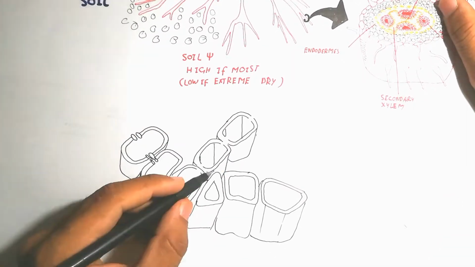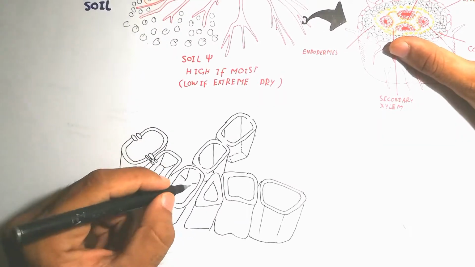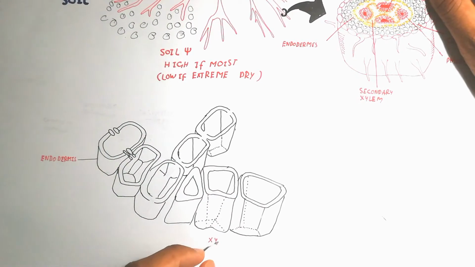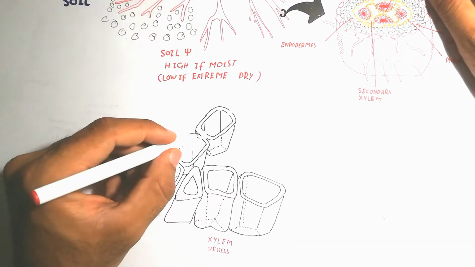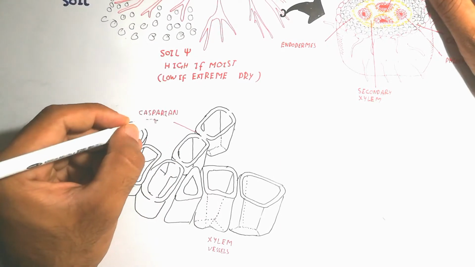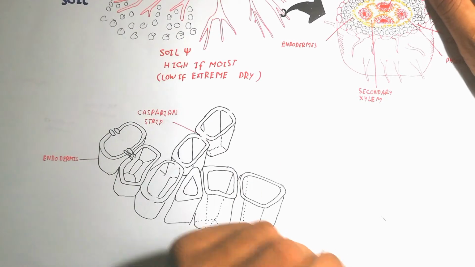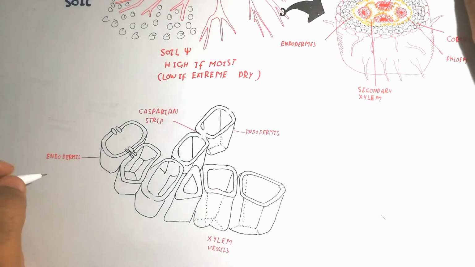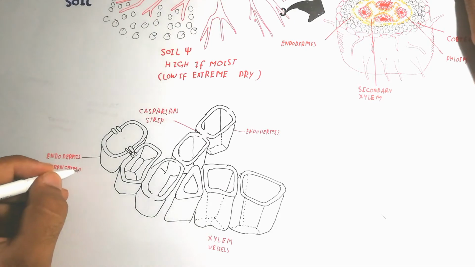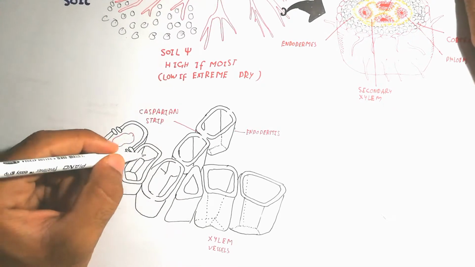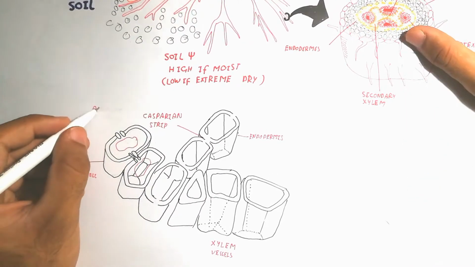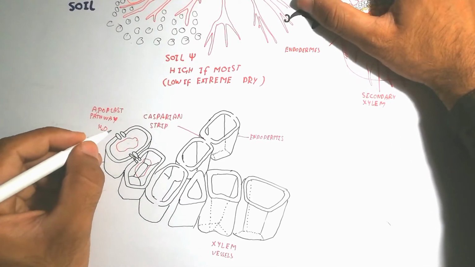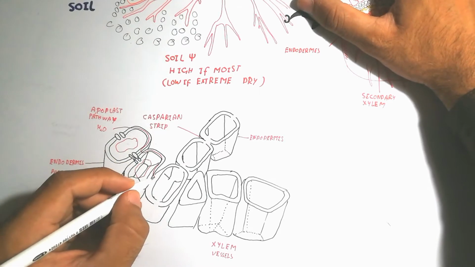So here I will draw a cross section with some cells which are important for the diffusion of water into the xylem. Here is the xylem vessel, and here is the Casparian strip which is present. The endodermis is present here, and here the parenchyma cells, which are living and absorb the water. Here is the plasmodesmata, which is used for the symplast pathway, and here is the apoplast pathway.